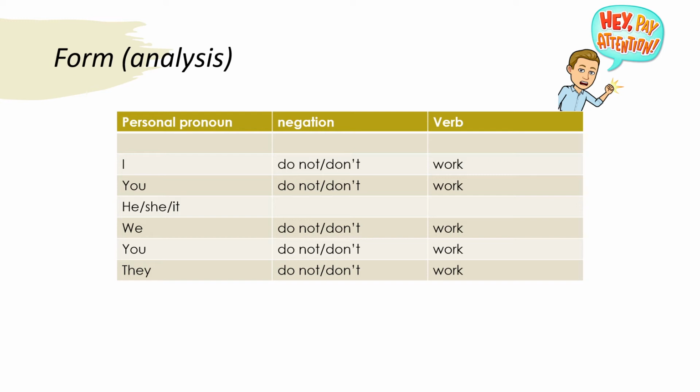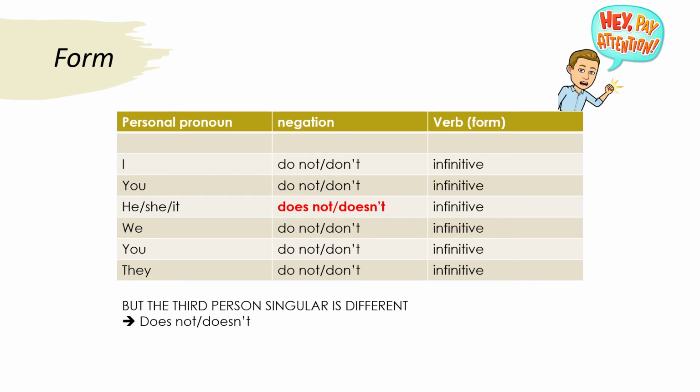There is, however, one exception, and that is in the third person singular. Third person singular is different. Here we say does not or doesn't plus the infinitive of the verb. For example, he doesn't work. So the final formation looks like this.